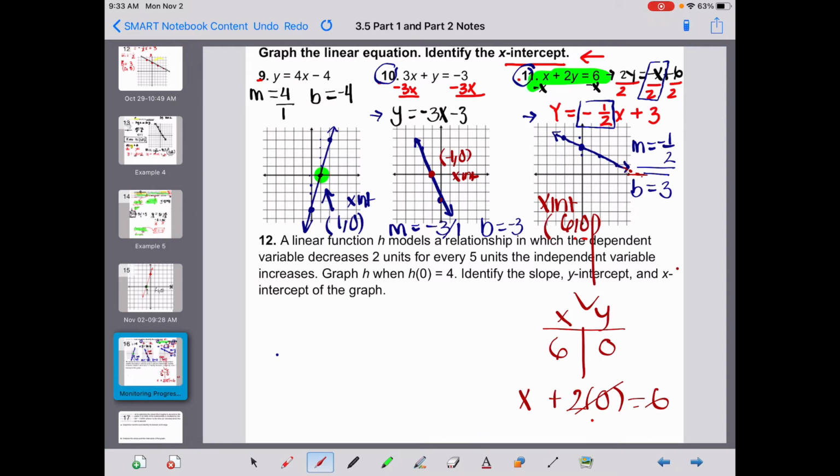Okay. And on to number 12. A linear function h models a relationship in which the dependent variable decreases by 2. You're thinking negative, positive here. And that's for every 5 units that the independent variable increases, positive. So graph h when h of 0 is 4. Identify the slope. Identify the y-intercept. And I'm going to say again, use your graph to find the x-intercept. Try this problem on your own, because we just recently did one similar, and then we'll go over it together.